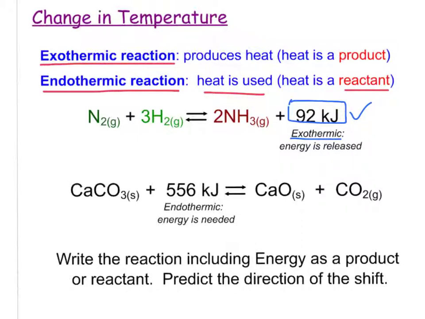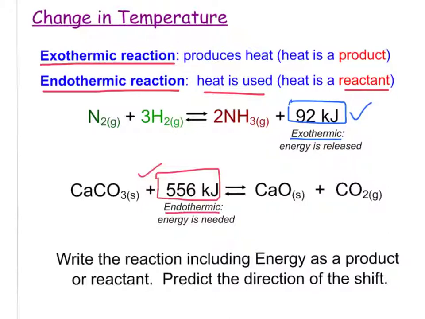What about an endothermic reaction? Right here we have an example of an endothermic reaction. Energy is needed for this reaction. So it tells us exactly how much energy is needed. 556 kilojoules of energy is needed for this reaction. So in this case, we write that as a reactant on the left side of the equation because it needs that energy. It's going to use it. It's endothermic.